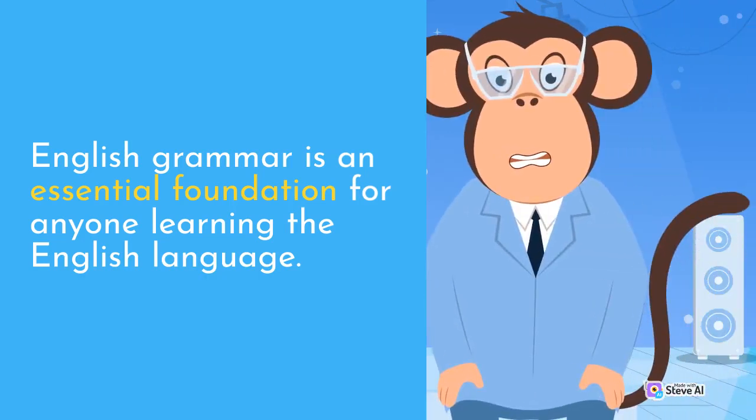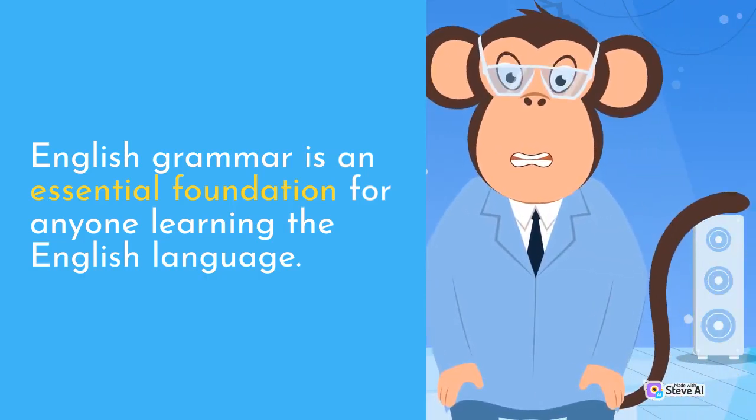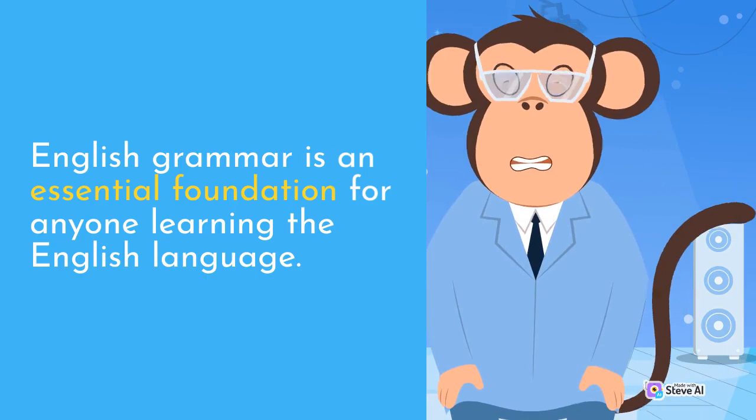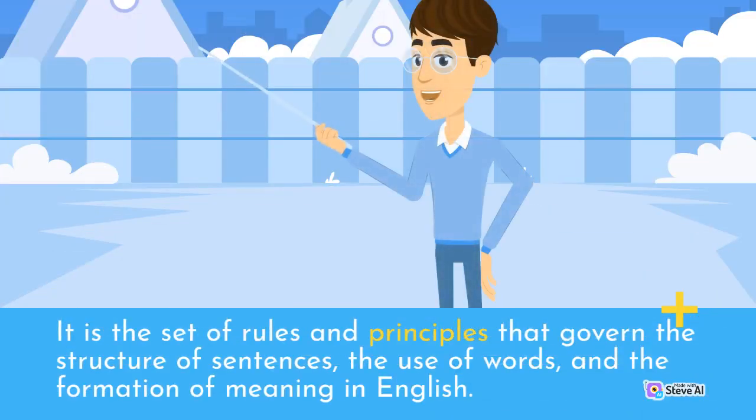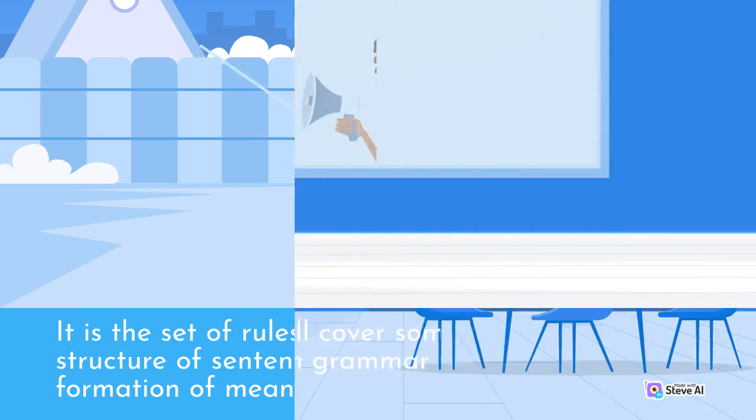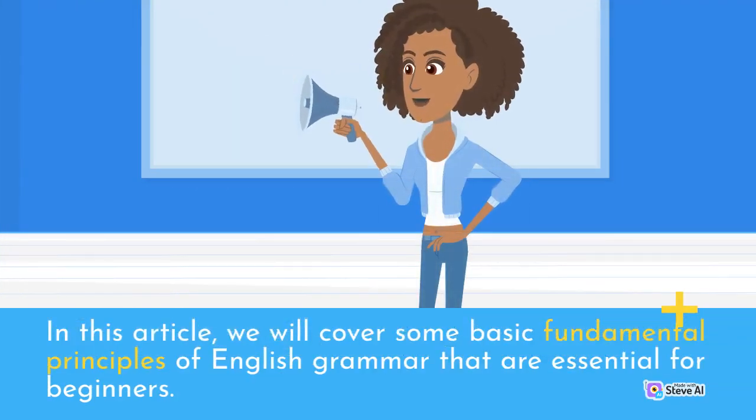English grammar is an essential foundation for anyone learning the English language. It is the set of rules and principles that govern the structure of sentences, the use of words, and the formation of meaning in English. In this article, we will cover some basic fundamental principles of English grammar that are essential for beginners.